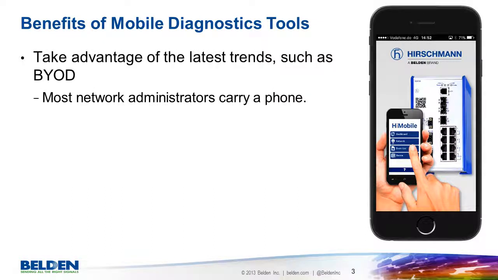Today, smartphones and tablets are everywhere. Most people carry at least one phone, even at work. It's normal for network administrators to have a company phone, as they need to be notified of network problems immediately. This means a phone has great potential as a supervision and diagnostics tool.